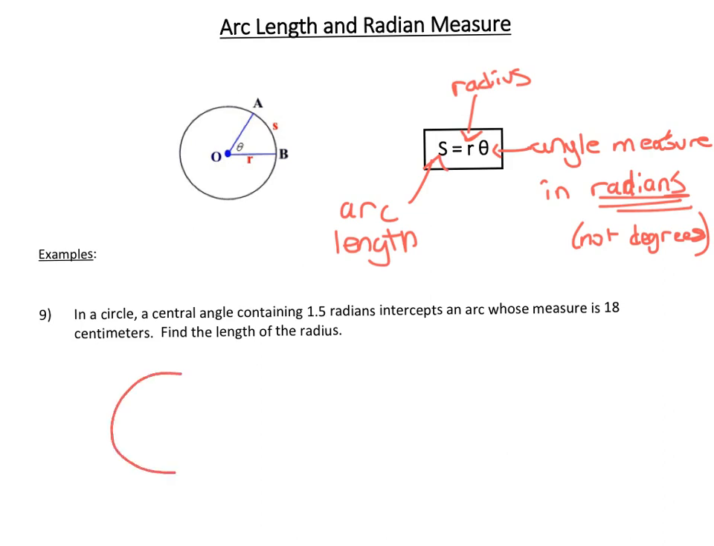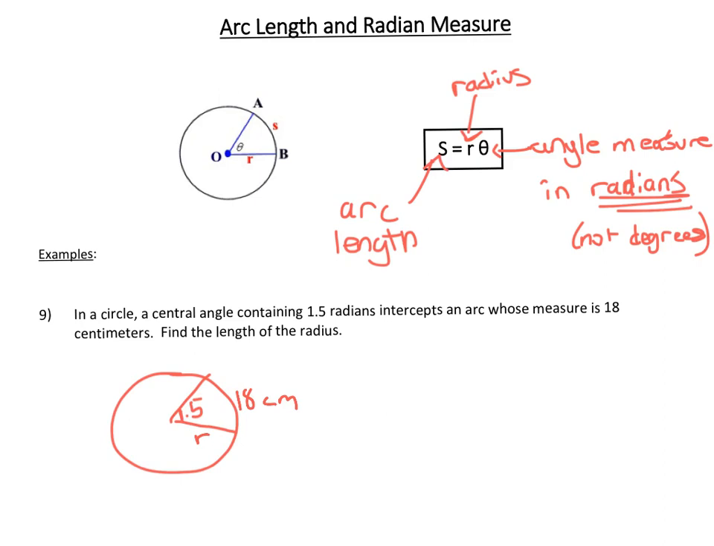So we have a circle and a central angle. So if you remember from geometry, this is called our central angle. Okay, so I'm just going to draw a central angle like that. And it says it contains 1.5 radians. So I'm going to label that in there, 1.5. And it says it intercepts an arc. So this intercepts an arc right here, whose measure is 18 centimeters. Find the length of the radius. So we're looking for the R.